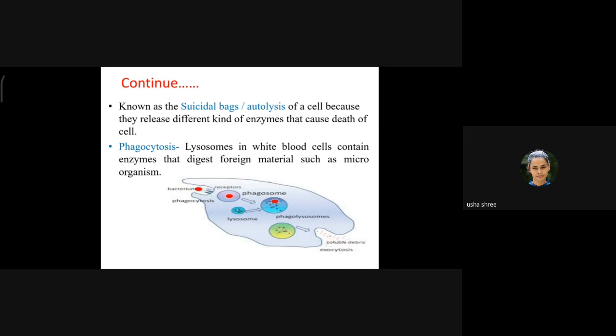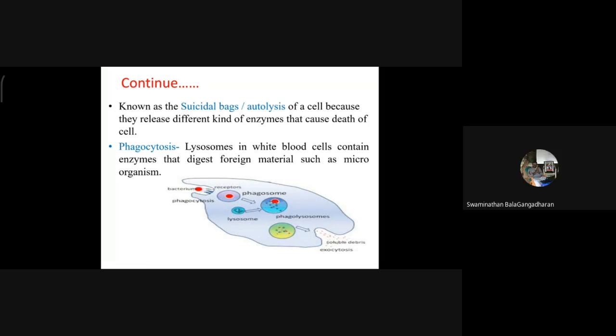You will defend yourself. Your white blood cells, the lysosomes of your white blood cells, will defend you from the foreign virus, and you will not be affected by viral fever. This is the mechanism of phagocytosis. Means the virus coming from outside of your body will get digested by the enzyme produced by lysosomes. Is it clear?